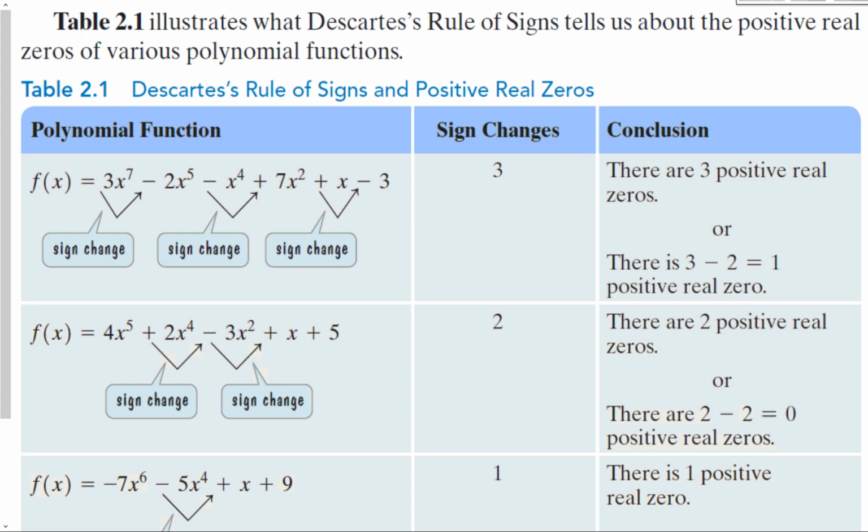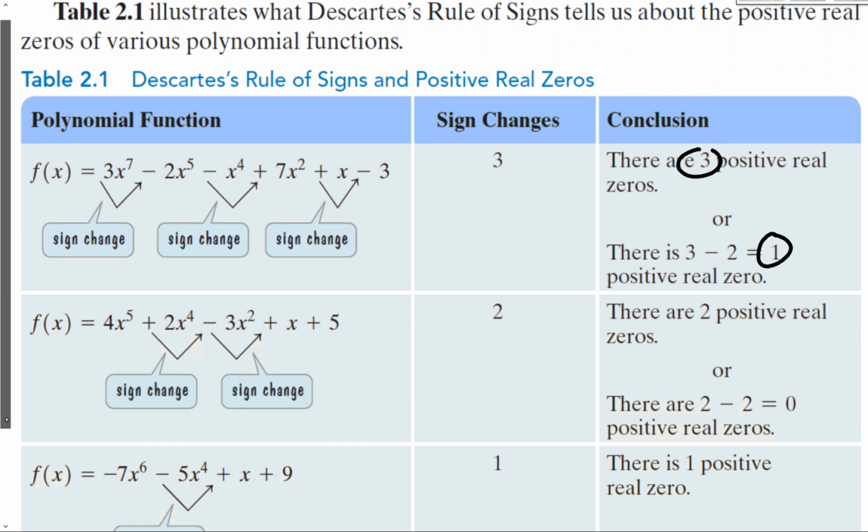Okay? So, here is a function. There are 1, 2, 3 sign changes, which means there's 3 positive real zeros, or 1 real zero. So there's 3 or 1.